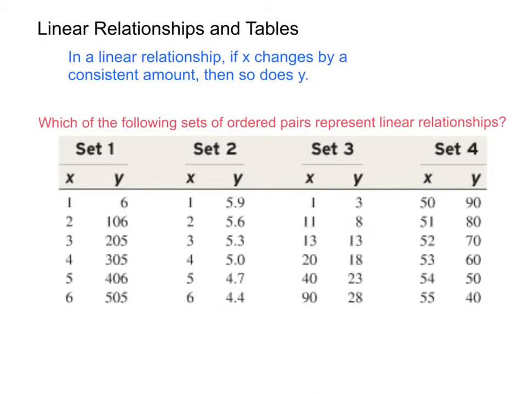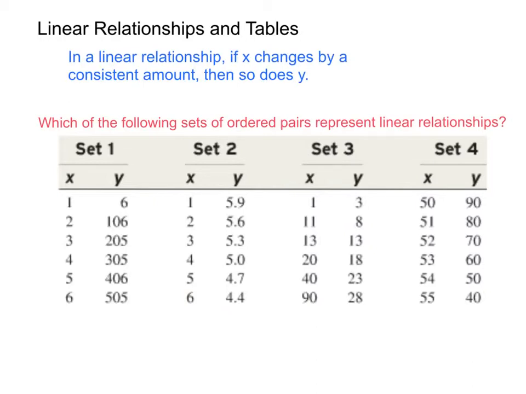In this table, we have 4 different sets of data, and we're going to look at each one at a time and determine if those sets of data represent a straight line or not. So let's look at set 1.